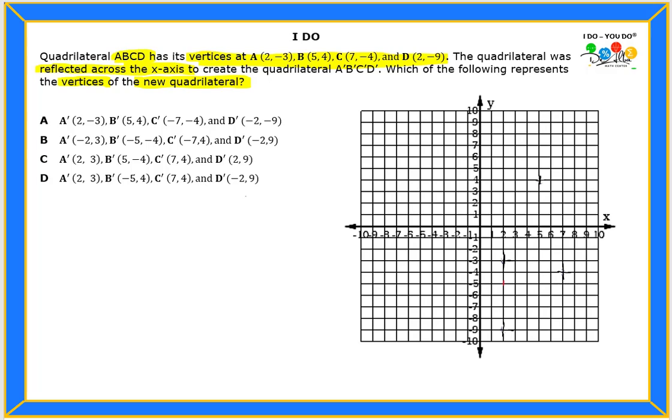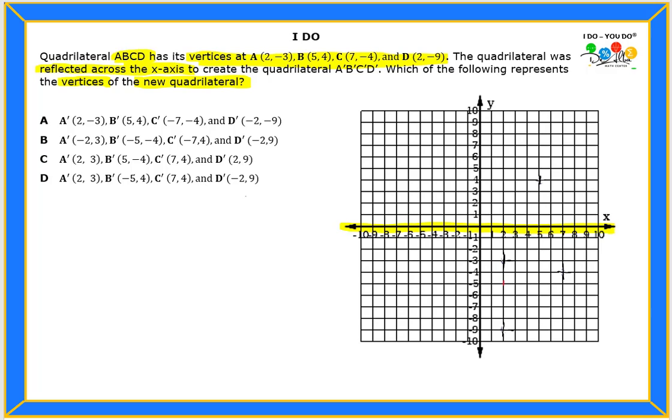Okay, so one of the things that I want to do first is find those coordinates to make up my quadrilateral ABCD, right? And then I want to reflect it across the x-axis. So I want to highlight my x-axis, because every vertex on my quadrilateral will go to the opposite side of that x-axis, right? So let's go with the first one.